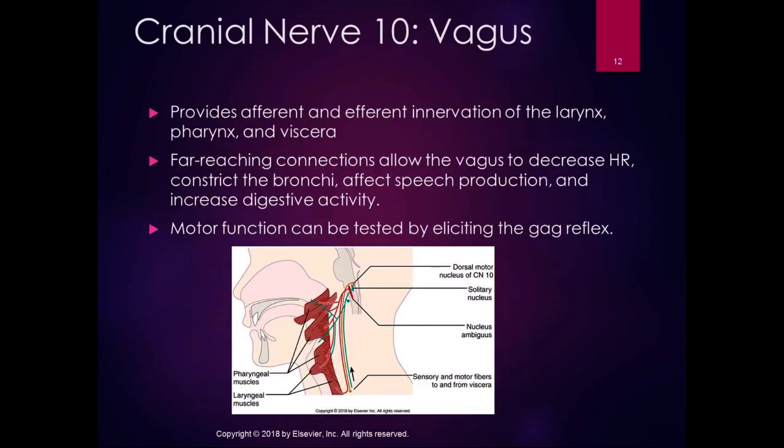The vagus nerve is cranial nerve 10, and the vagus nerve covers a lot of things. It's afferent and efferent innervation of the larynx, the pharynx, and the viscera. So lots of connections allow the vagus nerve to decrease heart rate, constrict the bronchi, affect speech production, and increase digestive activity. They test the motor function of the vagus nerve by eliciting the gag reflex. So if you have an absent gag reflex, you might have some effects on your vagus nerve.